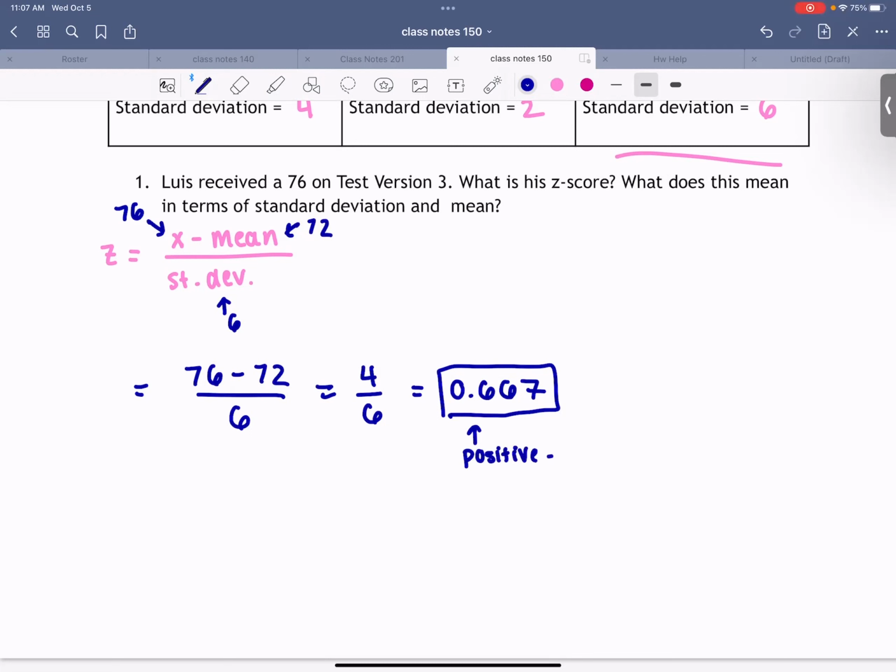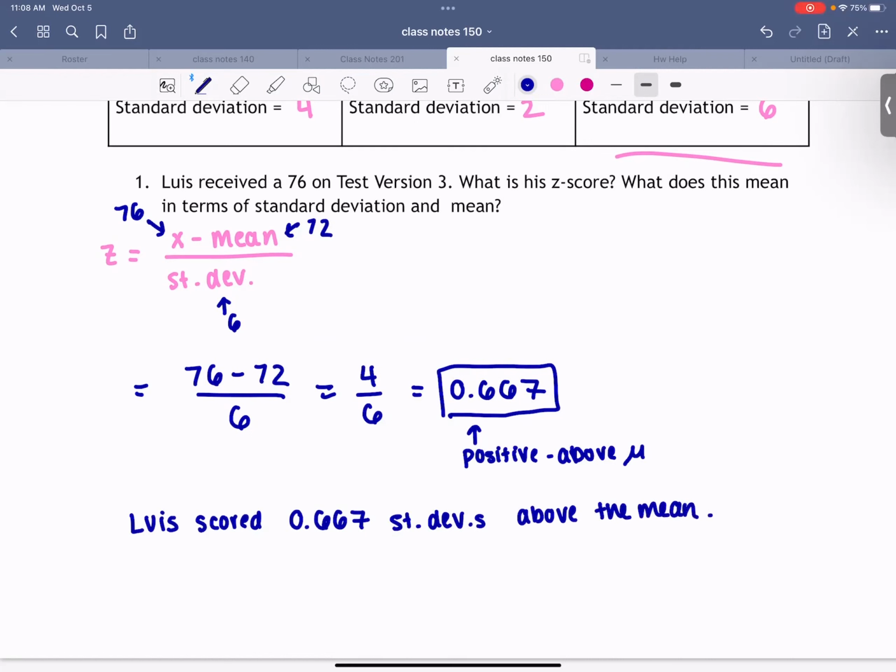Am I above the mean or below the mean? Above the mean, right? Above, and I'm going to use the symbol above mu, okay? And if I wanted to write this in words, I know that Lewis scored 0.667 standard deviations above the mean. So in terms of standard deviation, that's how much.